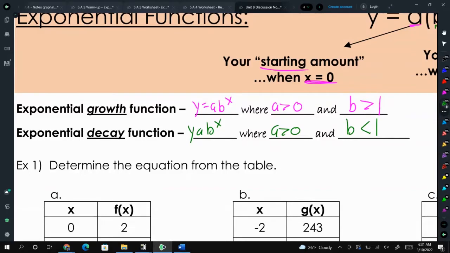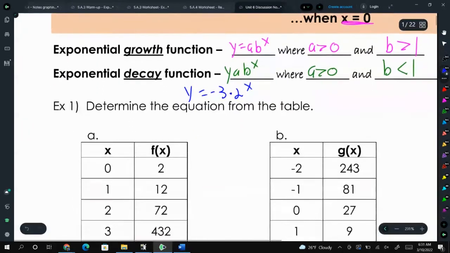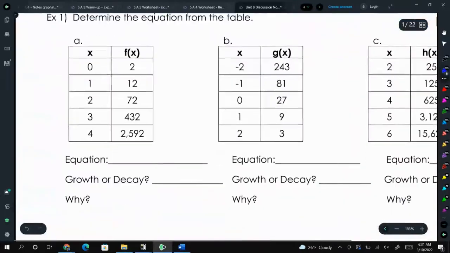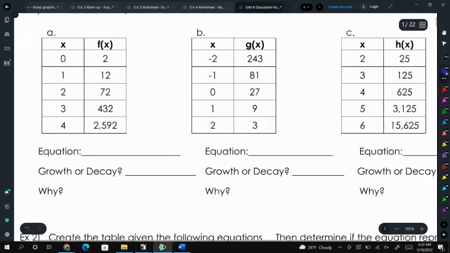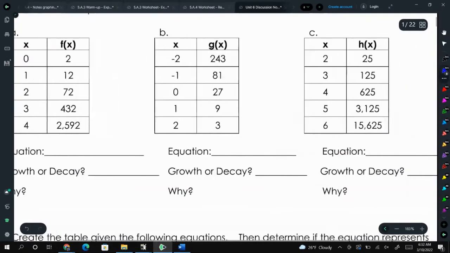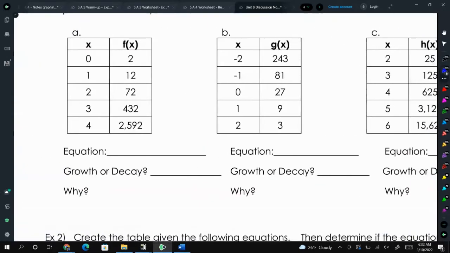We can have an exponential function, negative 3 times 2 to the x. That is an exponential function, but that's not growth or decay. It's neither of those. So let's look at this table and see, can we figure out, are these exponential growth or decay functions? Find the equation and explain why.